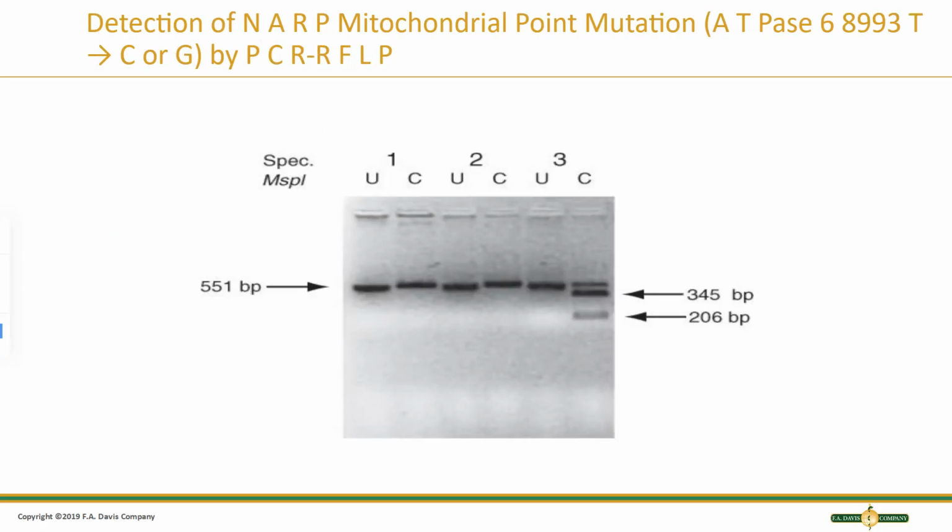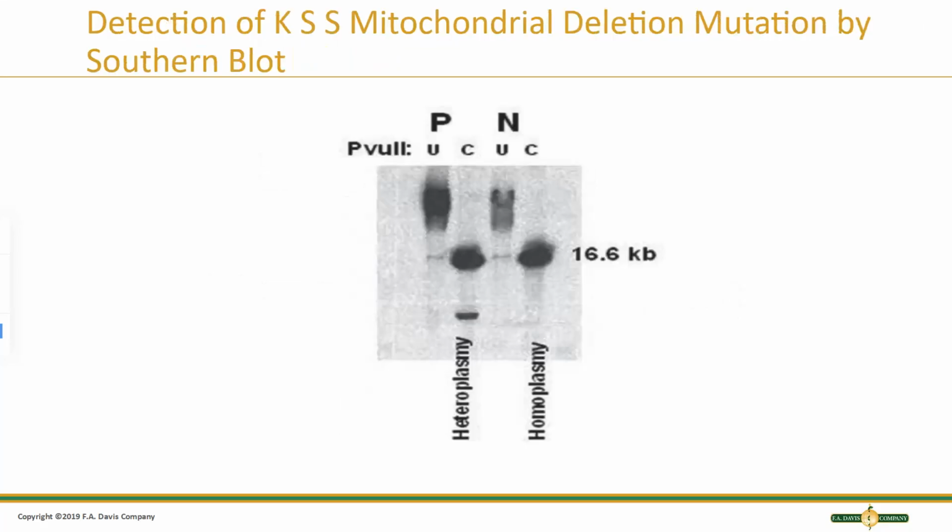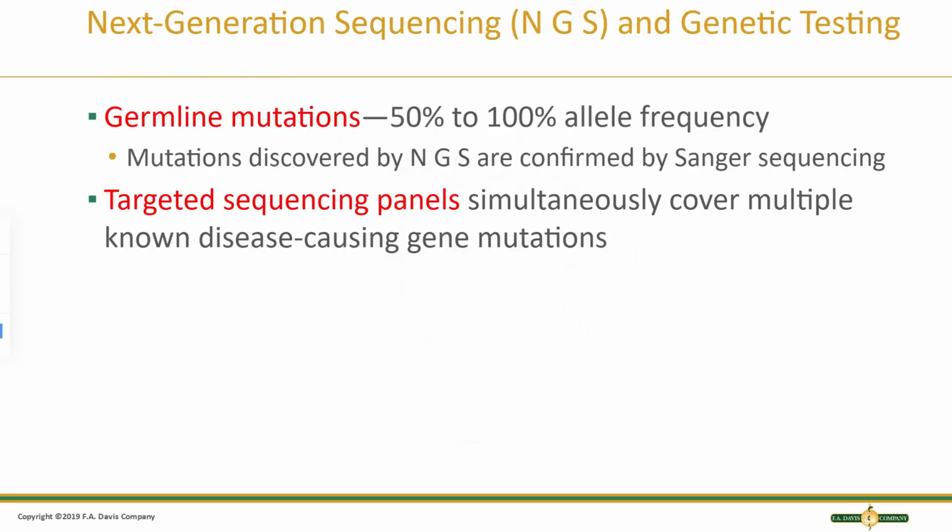Detection of a mitochondrial point mutation by PCR RFLP. And detection of KSS mitochondrial deletion mutation by Southern blot. Germline mutations, 50 to 100% allele frequency. Mutations discovered by NGS are confirmed by Sanger sequencing. Targeted sequencing panels simultaneously cover multiple known disease-causing gene mutations.